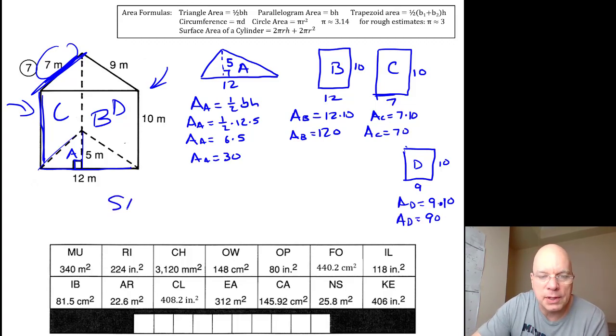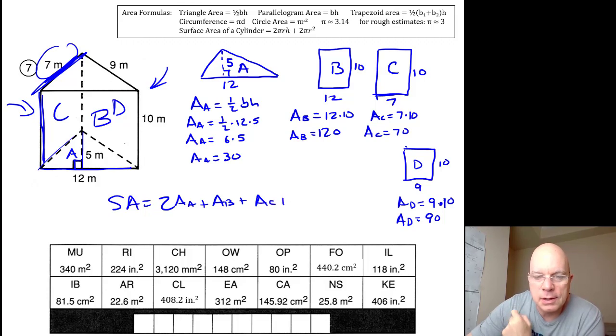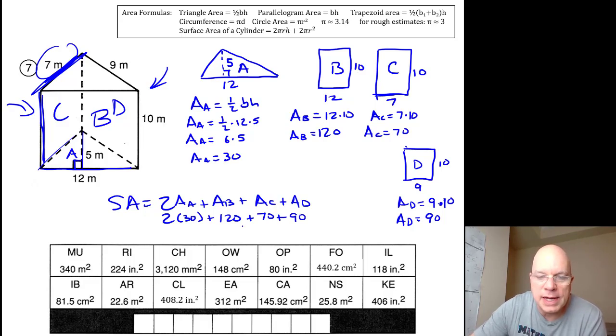The surface area formula for this triangular prism, where none of the rectangular faces are congruent, is 2 times area A plus 1 area B plus 1 area C plus 1 area D. So I have 2 30s and 120 and 70 and 90. 60 and 120 is 180, plus 70 is 250, plus 90 is 340. The units were meters, so meters squared. Right there.